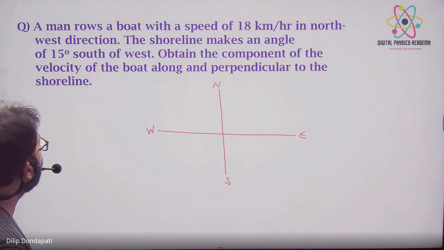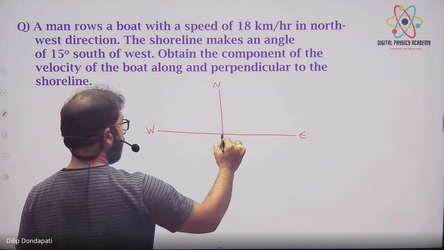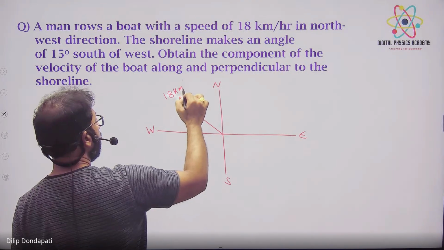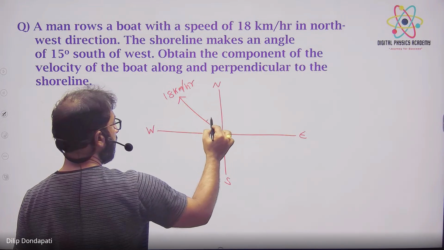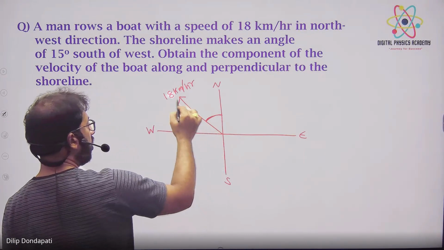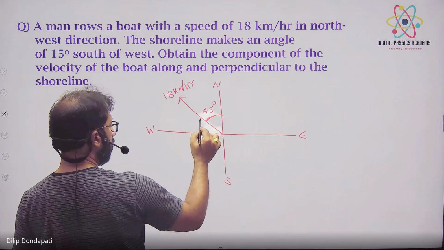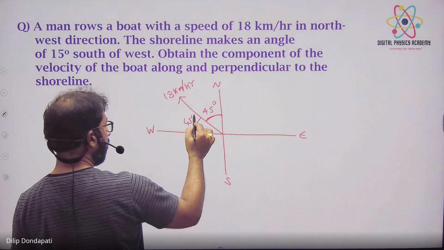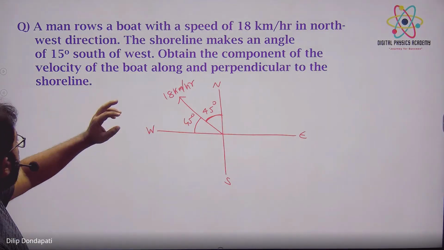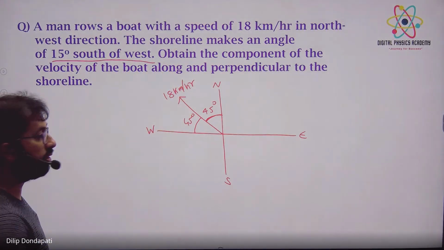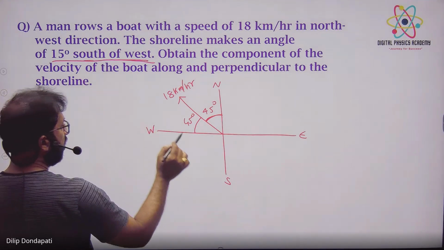A man rows a boat with a speed of 18 kilometers per hour in the northwest direction. Northwest direction is exactly like this, right? Angle is how much? Northwest, exactly in the middle, so this angle is 45 degrees. Okay. Now the shoreline makes an angle of 15 degrees south of west. South of west means the destination is south, starting from the western side.